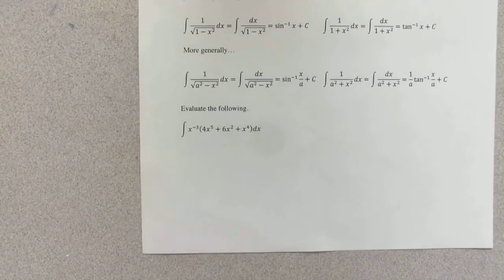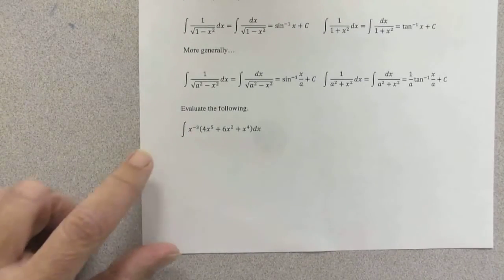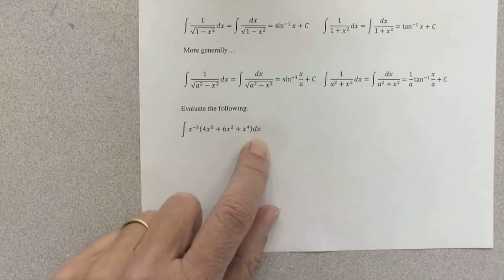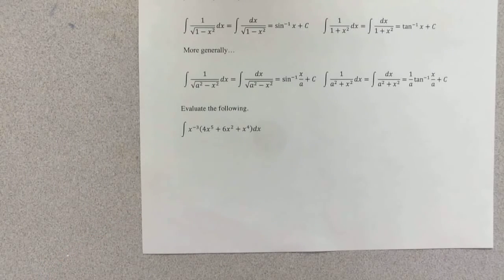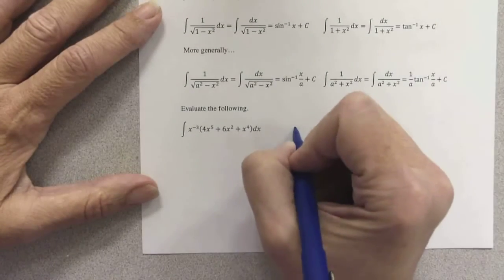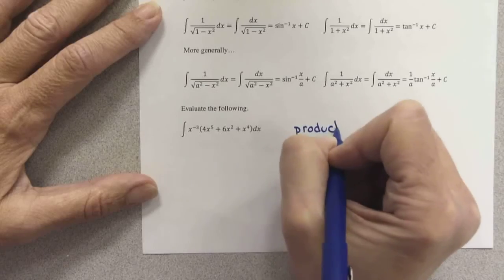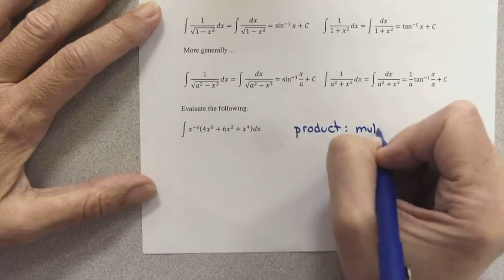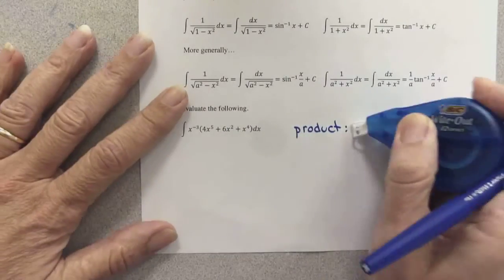Evaluate the following. So now we're using our new notation. And you see the integral sign, you see the dx. That is our notation. It is telling us to find the antiderivative, to find the indefinite integral, find the most general antiderivative, whatever phrase you like, but it's telling us to integrate, telling us to anti-differentiate. But it is a product.